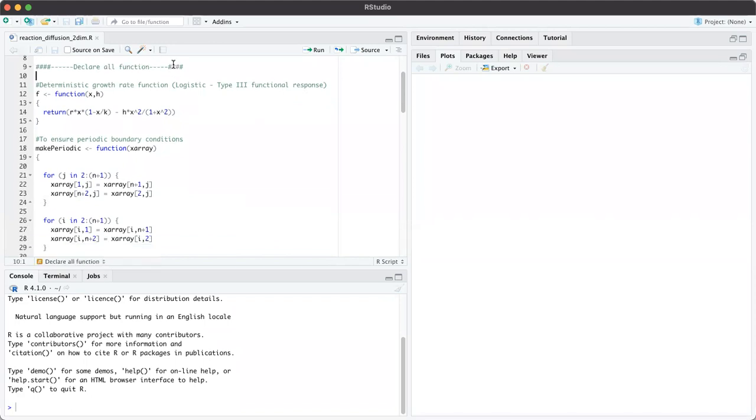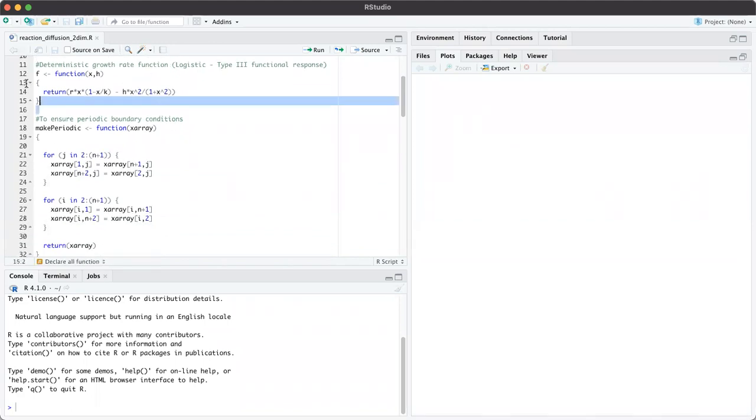So now let me declare a whole bunch of functions. The first function is something very well known to you. This is the deterministic growth rate function, or the reaction function, the way we have logistic growth, Rx into 1 minus x. I'm sorry for using x. I should have probably used some other notation here, maybe n, but I don't want to change it now and introduce some errors. Because so far we have been using x to mean space, right? So I'm sorry that I have used x here. Think of x as the population density.